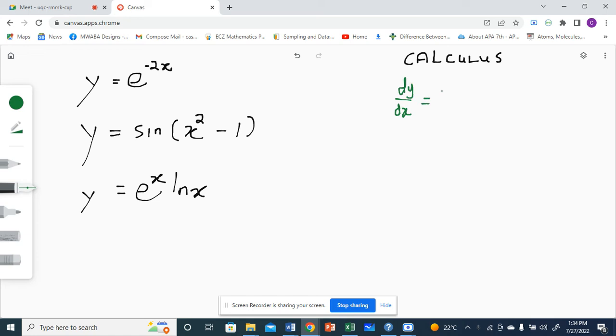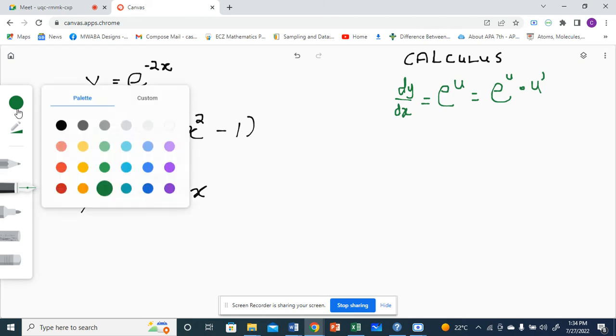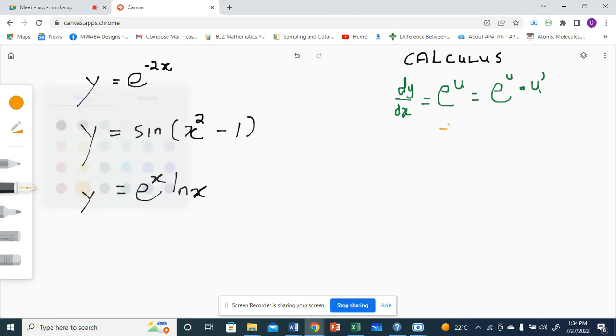The derivative of e to the power u is e to the power u multiplied by the derivative of u. So let's bring our question here. We have e to the power negative 2x. So our u is negative 2x in this case. Then we have to derive u.